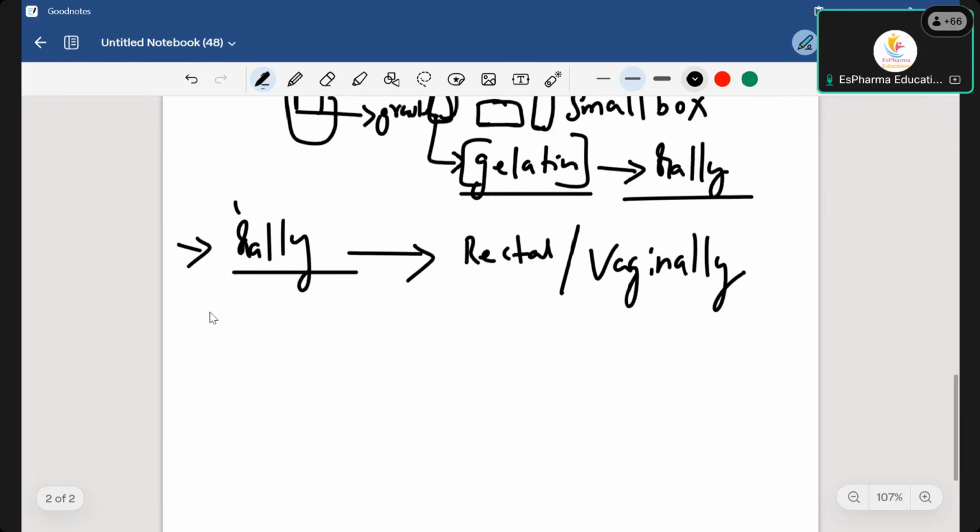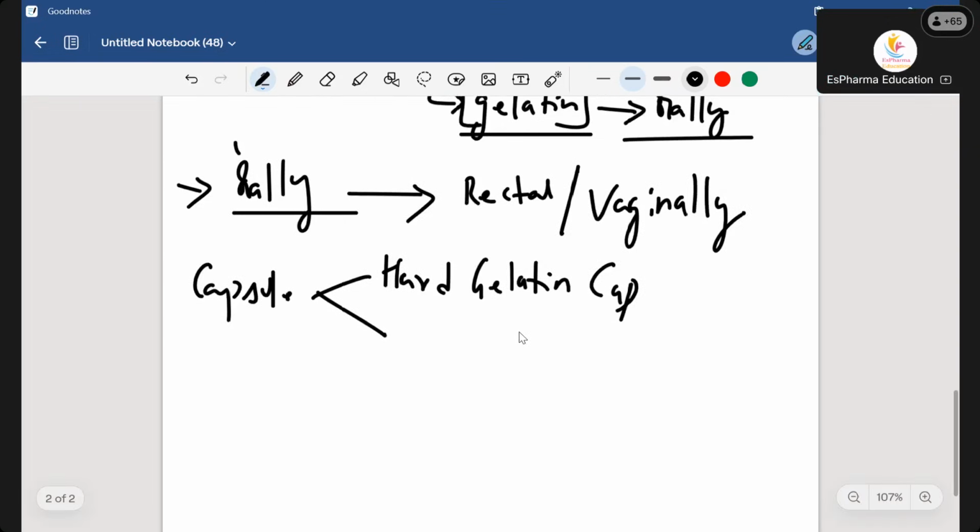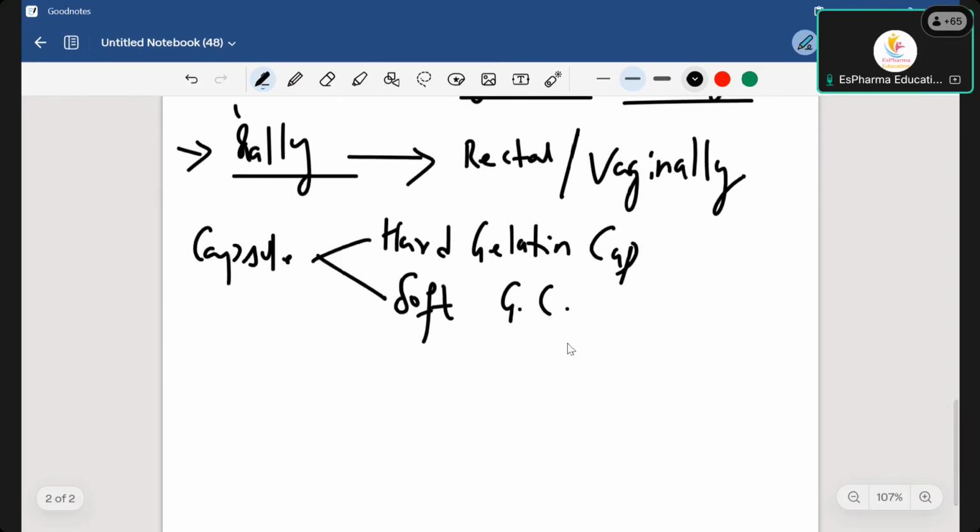So capsules are of how many types? Capsules are of 2 types. What are they? Hard gelatin capsules and soft gelatin capsules. Please read: capsules are of 2 types, hard gelatin capsules and soft gelatin capsules.